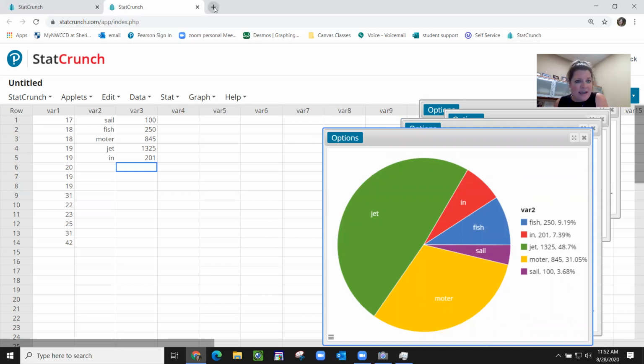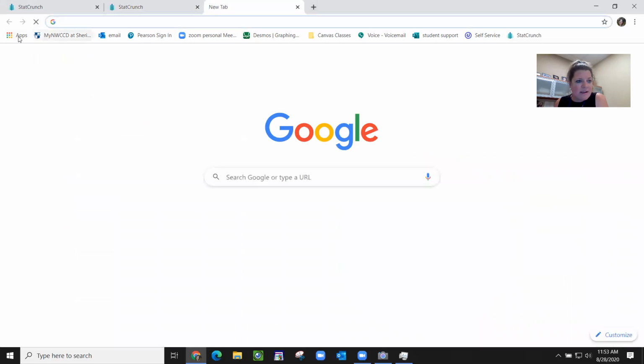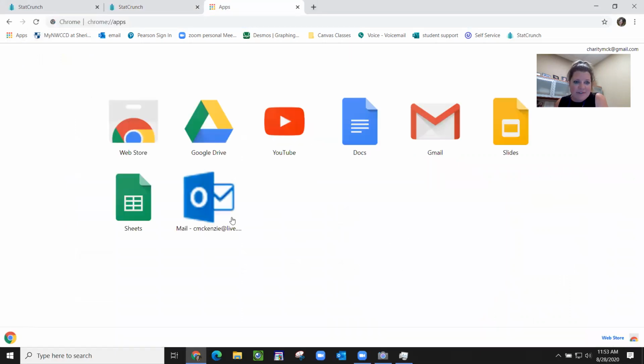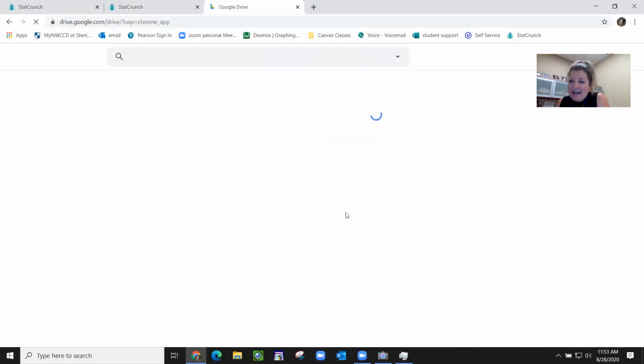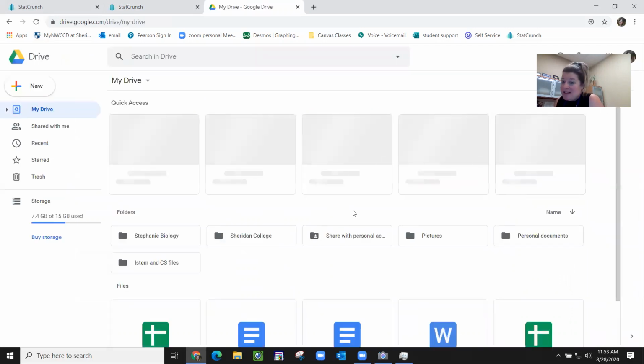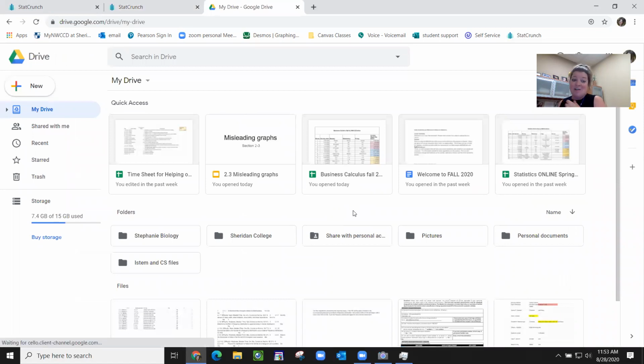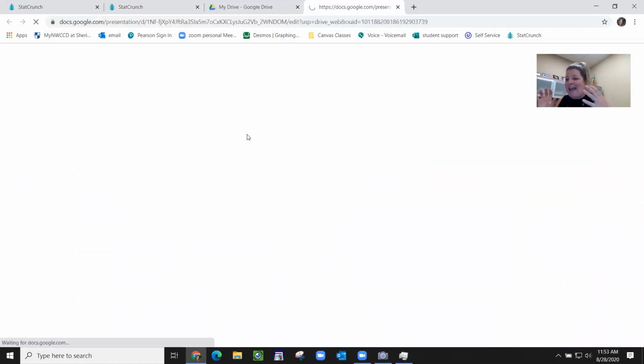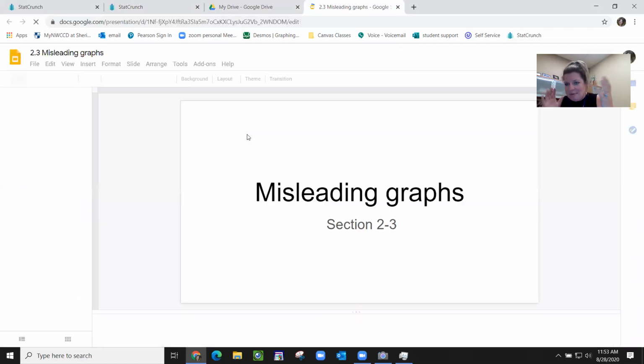The other thing that we want to probably look at is our deceptive graphs. So as I open this, what kind of graphs are deceptive? They're going to be ones whose axis doesn't start at 0, or they have a picture on them. They're usually deceptive if they have a picture. So let me go ahead and do a little.